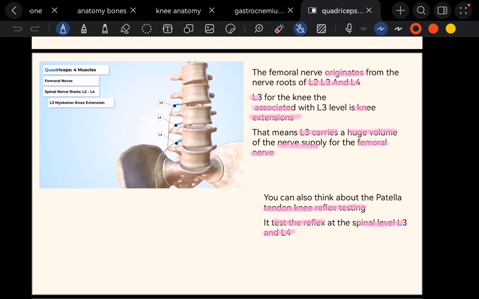Okay, doctors can actually do this test called the knee reflex test. It's basically where they actually use a hammer and they hit your patellar tendon, and the nerve actually gets hit, and your knee basically flicks up like a shock. So they actually want to test the lumbar spine at L3 and 4 as well.